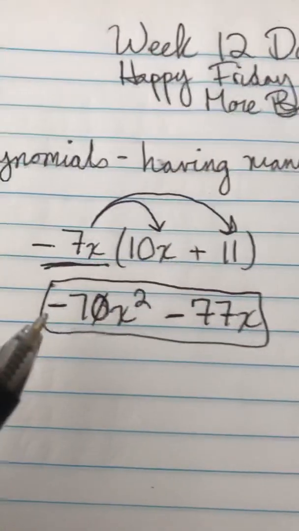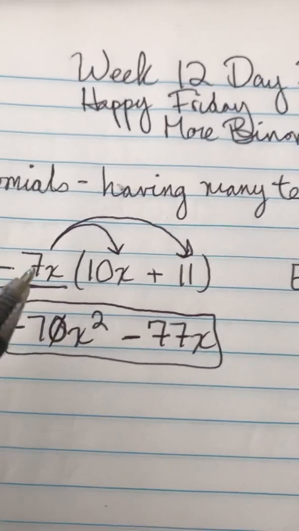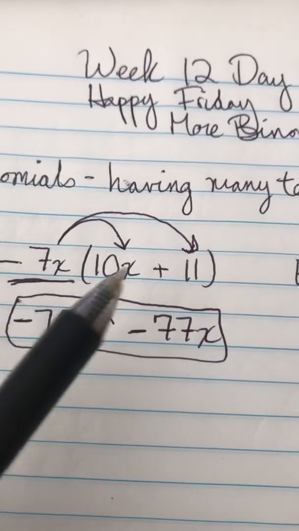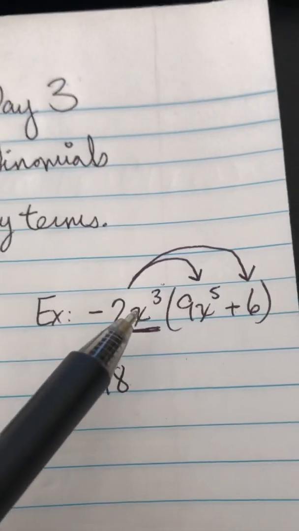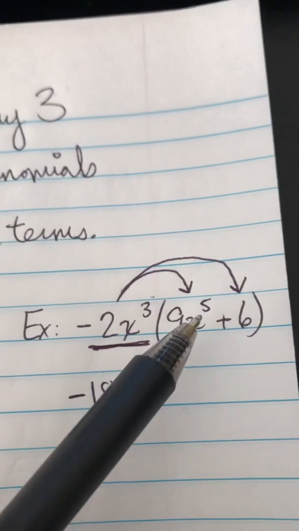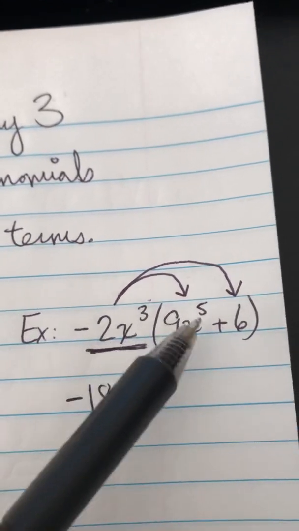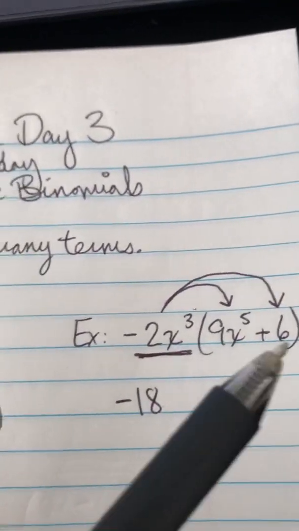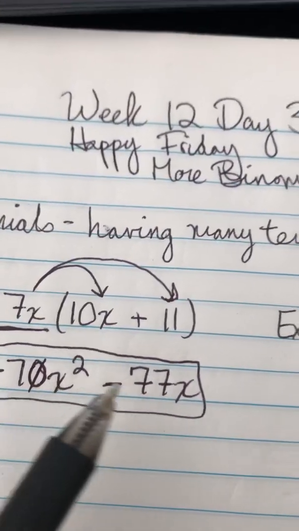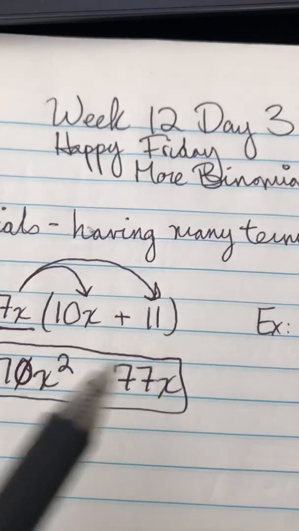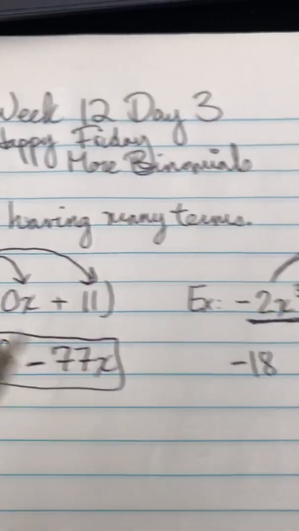I know yesterday I said x times x is x squared, but it's basically saying x and x equals x to the second. And then x to the third times x to the fifth, you add the exponents. You add the variables together. And you guys are saying, well, Mr. B, you said this wasn't like terms. You're right. There is nothing that we can do with this problem. We are done.